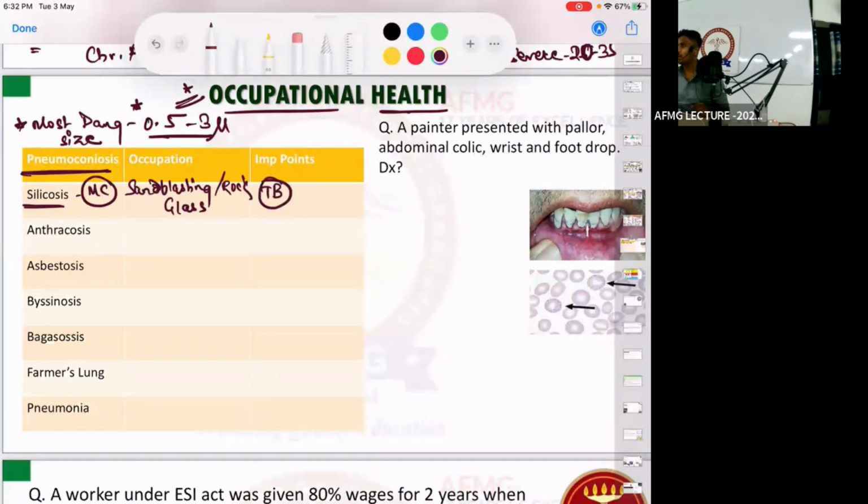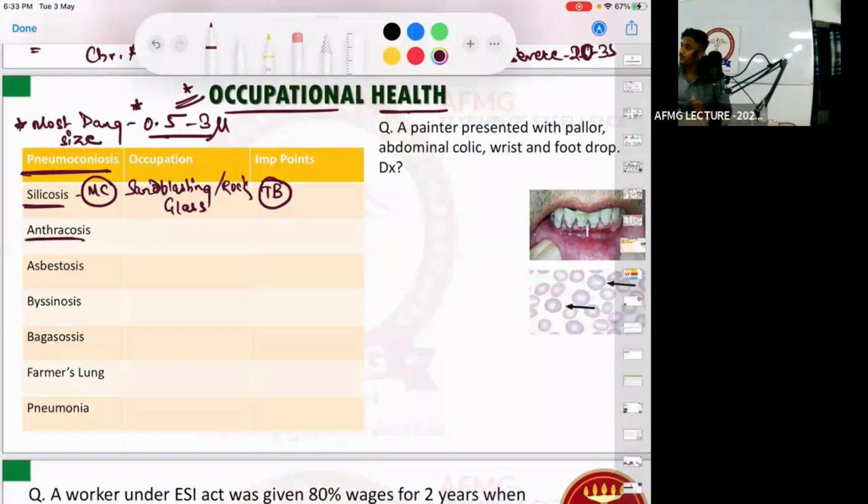The chest X-ray of silicosis shows two important things: a snowstorm appearance and eggshell calcification. So the most common pneumoconiosis is silicosis, seen in sandblasting, rock or stone blasting and glass industry workers, and associated with tuberculosis.